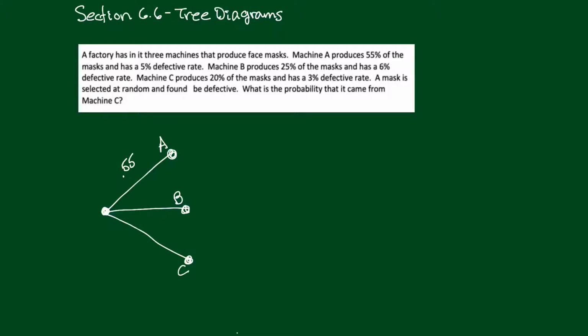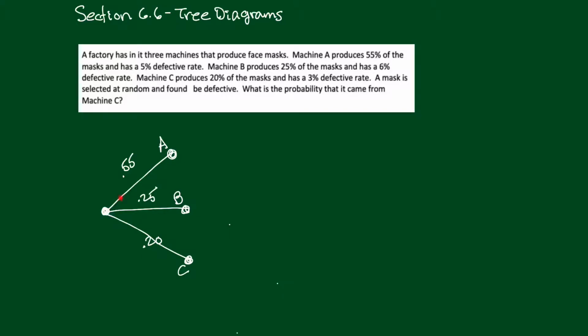And then for branch B, that's what? 25%. So this is going to be 0.25 here. So there's a 25% chance of moving along this branch. And then for C, we've got a 20% chance. And I think those should add up to 100. Let's just check. 55 and 25 is 80, and 20 makes 100. Okay, so we've got a good distribution here.